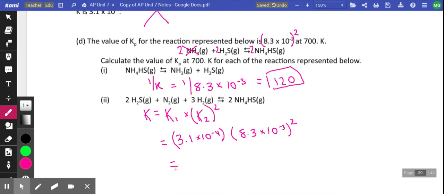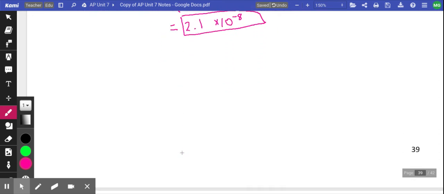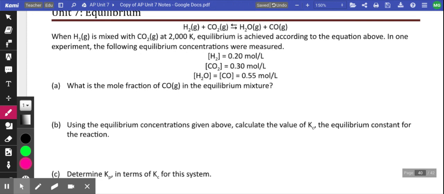And when I multiply those together, I should get a value of 2.1 times 10 to the minus 8. Remember, these K values are unitless, so that's my final answer here. Okay, moving on to the next question.